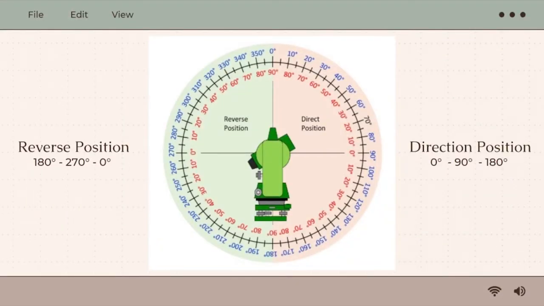So traditionally, from the 0 degrees going to the 90 and to the 180 degrees side of the circle, it is an instrument's direct position, while at 180 degrees going to the 270 and back to 0 degrees, it is the side of the reverse position. And to show the relationship between the two, we will perform a few example conversions.